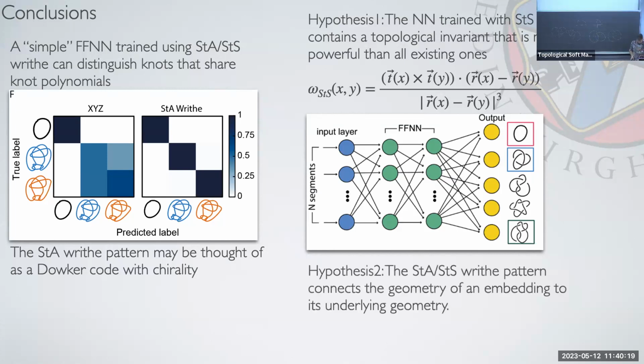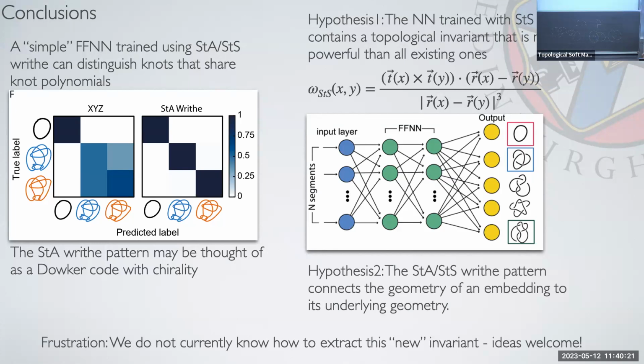But the frustration is that we don't know how to extract it. In some sense, it's embedded in the network. We could just say the weights of the network trained with this quantity are a new sort of knot polynomial or topological invariant. Numerically, we know what it is in some sense because we know the weights of the network, the parameters. But we don't know analytically what it is. Okay, and so this frustration converts into a question to you. If you have new ideas, please share.